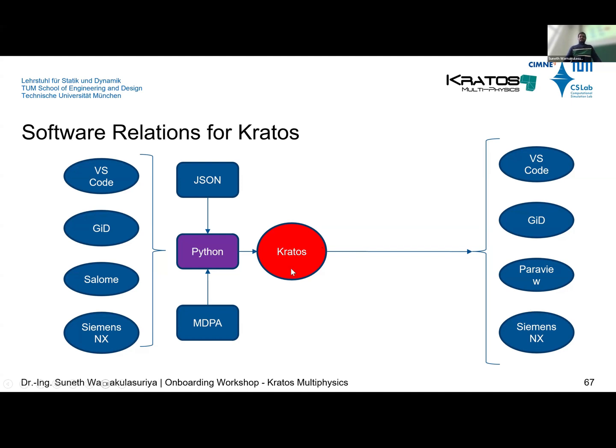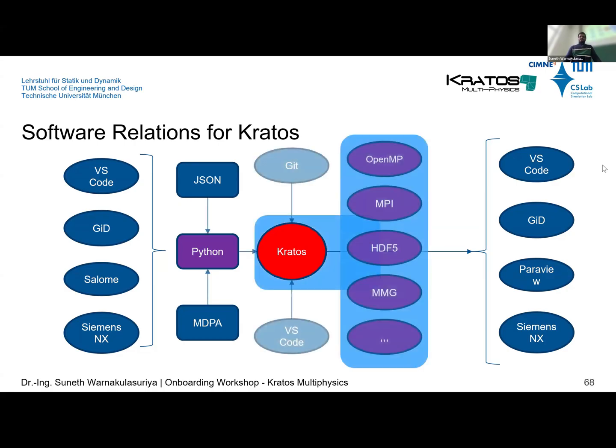So what's happening in this red box? You have a lot more other stuff happening in there because Kratos is connected with a lot of other technologies. Like I said, OpenMP and MPI, shared memory, distributed memory, HDF5, which is one of the data storage mechanisms for big data, which Kratos supports. You can write and read model parts, meshes, geometries, everything back and forth from HDF5.